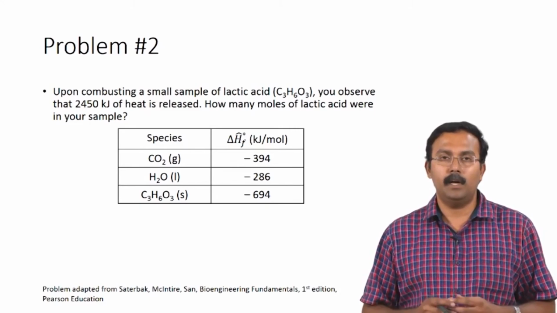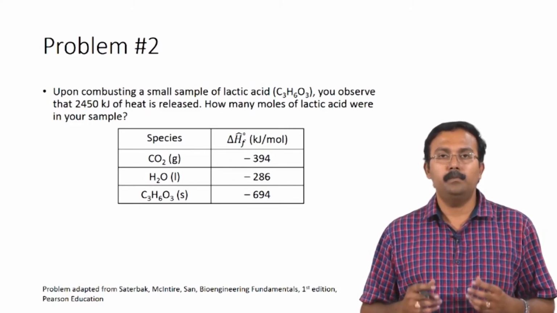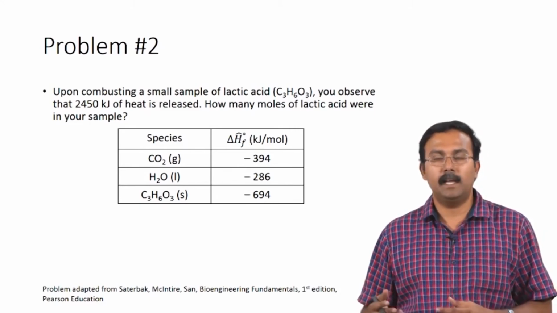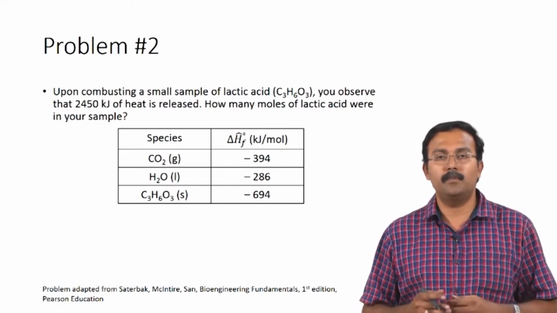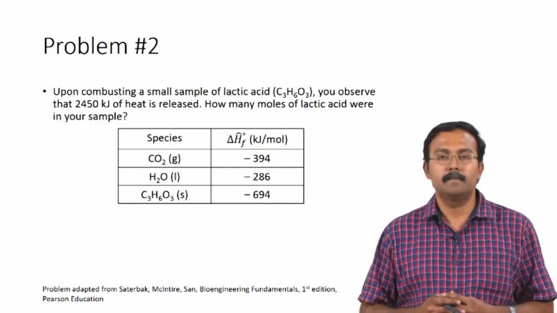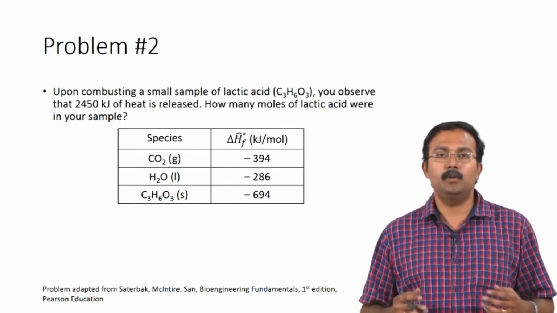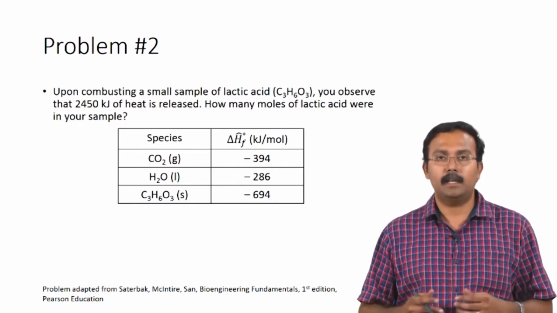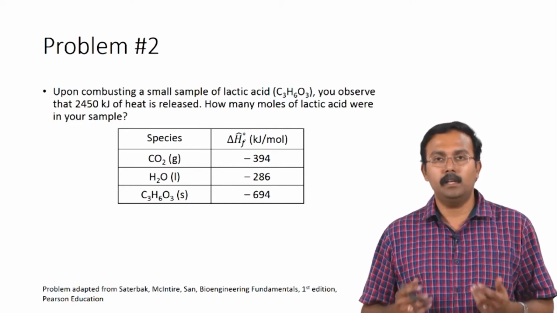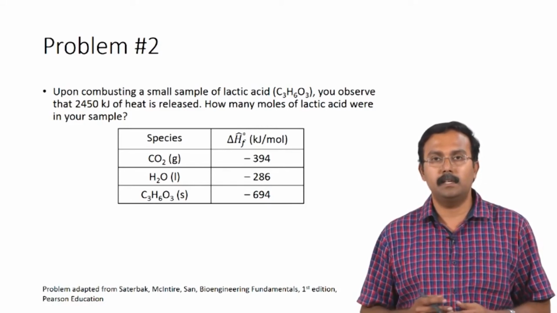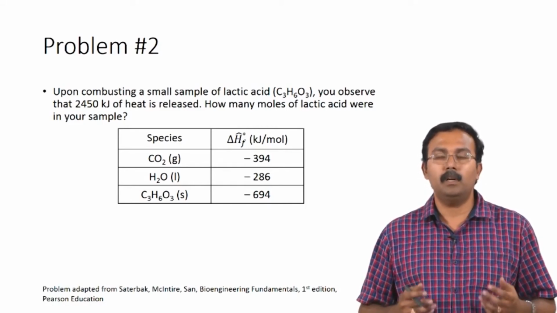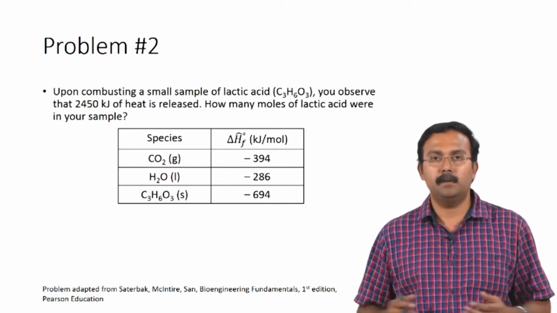Now, we need to identify the number of moles of lactic acid combusted, so that a heat of 2450 kilojoules is released. For this, we need to know the heat of combustion for lactic acid. How would we calculate the heat of combustion? For this, we first need to write down the combustion reaction and identify the components which are present in the combustion reaction.